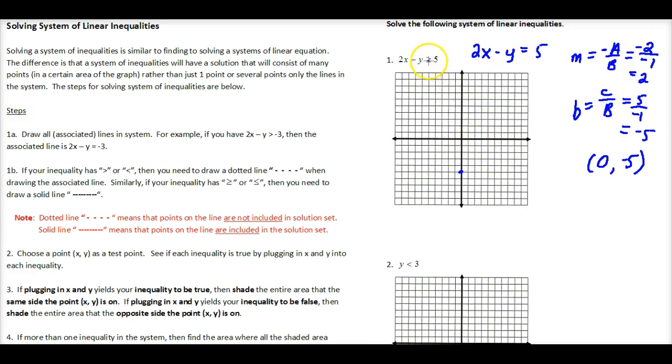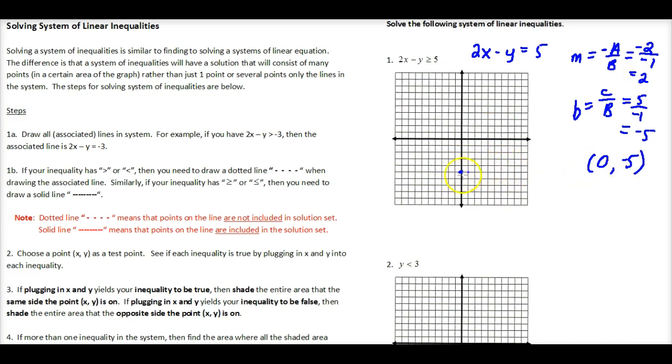And so since we have a greater than or equal to sign, according to step 1b, we need to draw a solid line when doing this. So here what I'm going to do is find some other points now and then draw a solid line.